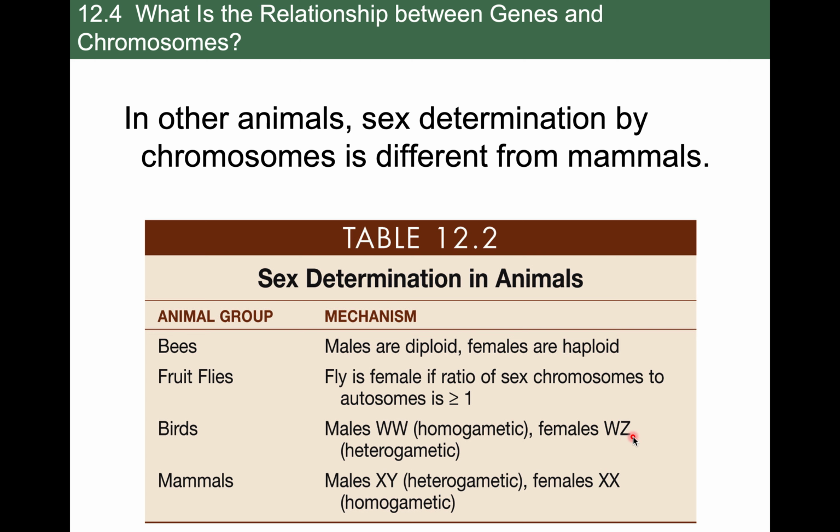In fruit flies, it tends to work out to be basically the same as in humans, but it's technically sex being determined by the ratio of sex chromosomes to autosomes. And then in bees, it's a whole other ball of wax, so to speak. Males are haploid, females are diploid. If you remember those terms, diploid means you've got two copies of every chromosome. Haploid, just one copy. So there's a dramatic difference in chromosome number between male and female bees.